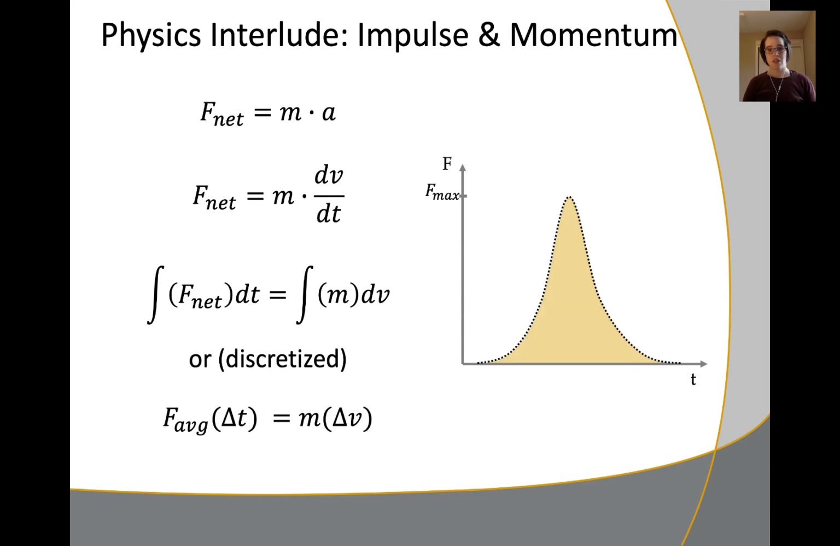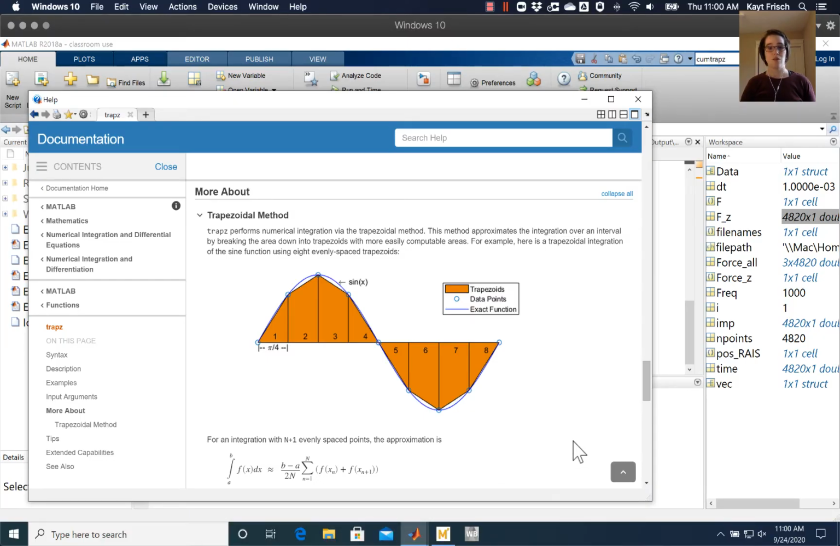If we discretize that, if we think about that as discrete points instead of a continuous function, so in math class you learned about integrating continuous functions, we can break that down into distinct delta t chunks that correspond to distinct delta v chunks. And we can do that mathematically in MATLAB using trapezoidal integration.